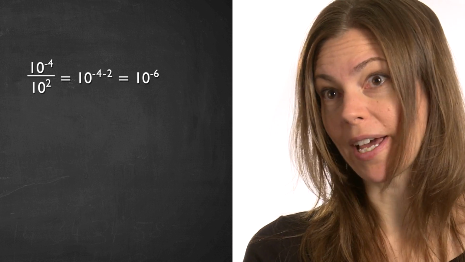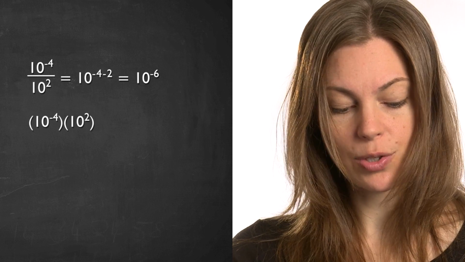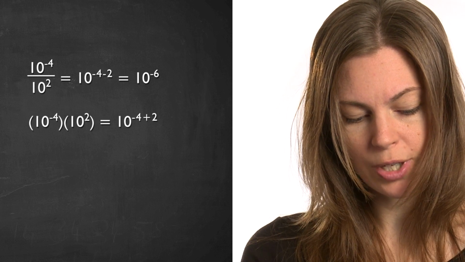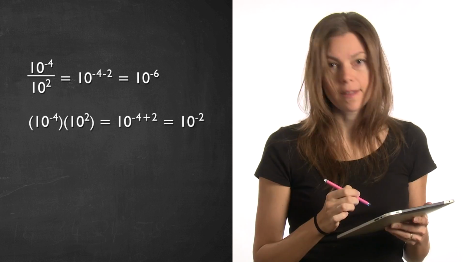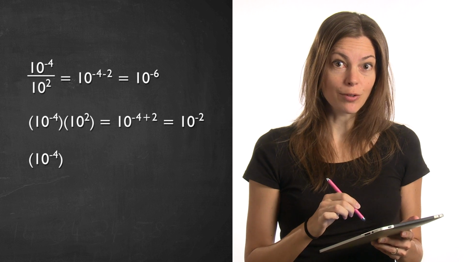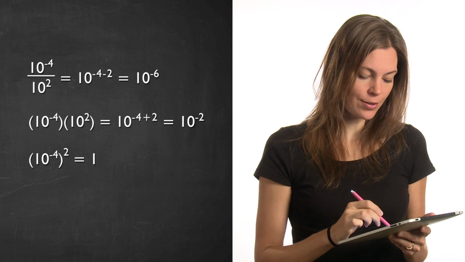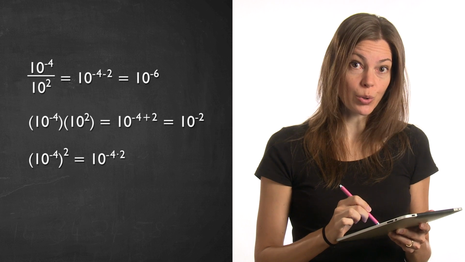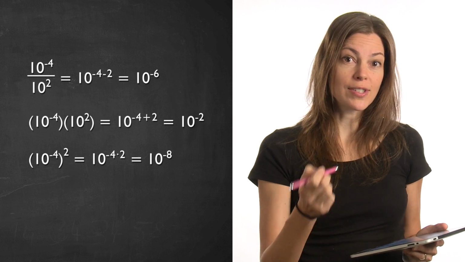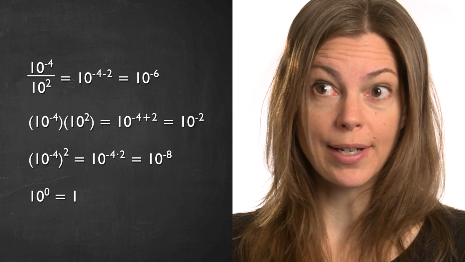If you were to multiply these two numbers instead, you would take 10 to the negative 4 times 10 to the 2, and here you would add them. So this is 10 to the negative 4 plus 2, and this is 10 to the negative 2. If we were to raise the number 10 to the negative 4 to the power of 2, then we would multiply. So we would have 10 to the negative 4 times 2, which is 10 to the negative 8. And then, of course, a standard to remember is that 10 to the power of 0 is equal to 1.